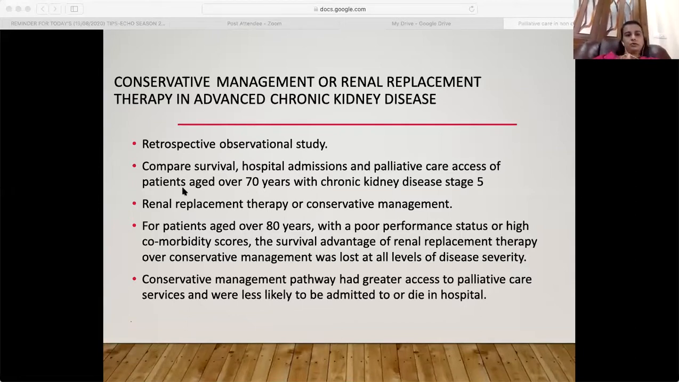So there were 2 groups, both above 70: one went for the conservative route, the other went for the dialysis route. When they analyzed the data, the survival advantage was found in the patients over 80, those who did not choose dialysis but went the conservative route.